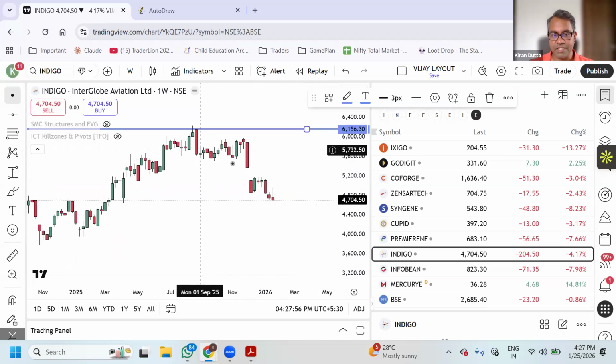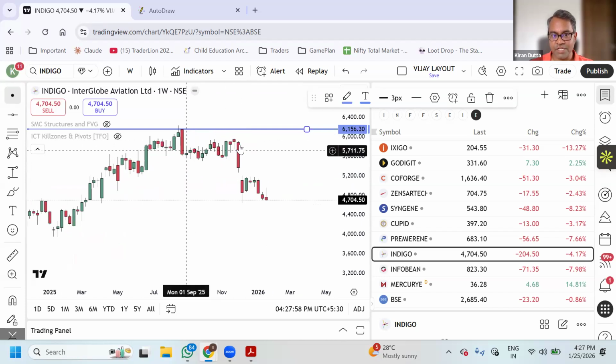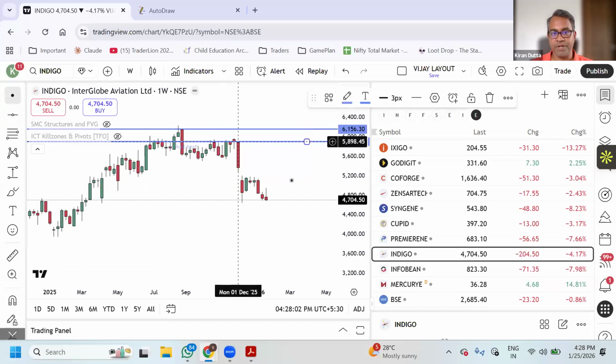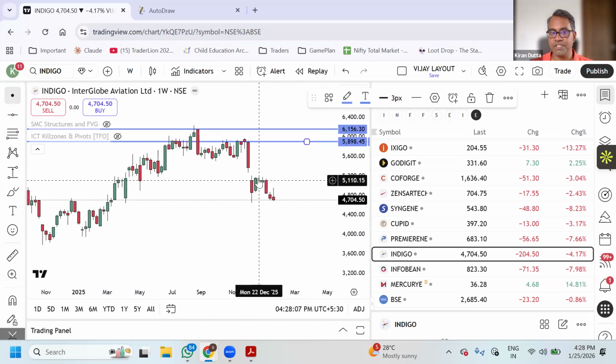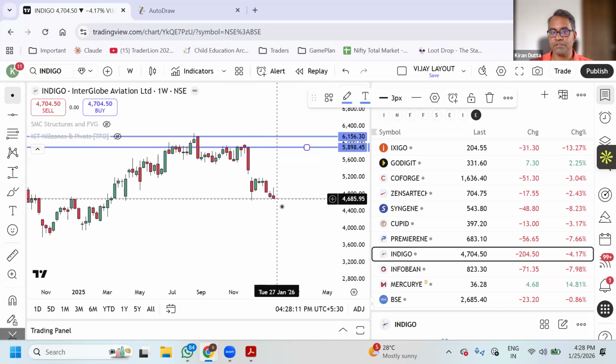From then, this is a little bit of a sideways movement. This is all a sideways movement. Okay. After the sideways movement, it broke here around 5,900. From there, this is also a little bit of a sideways movement, but this is in a downtrend.